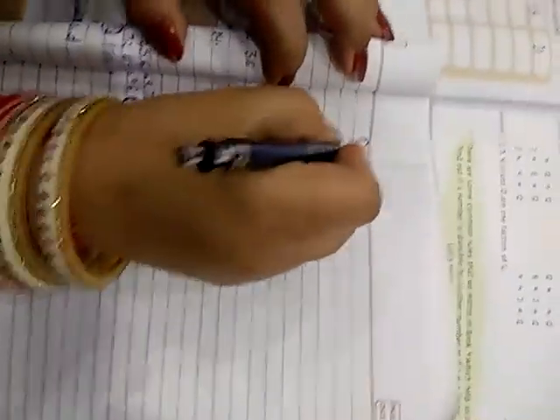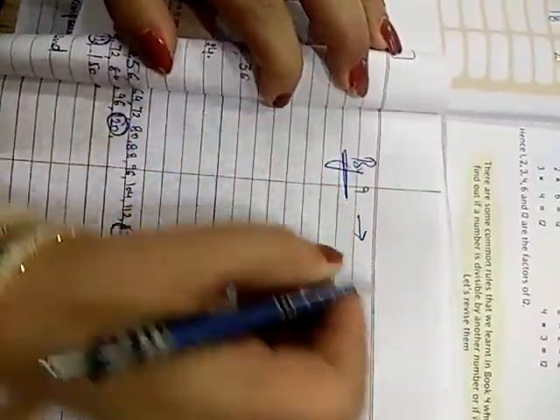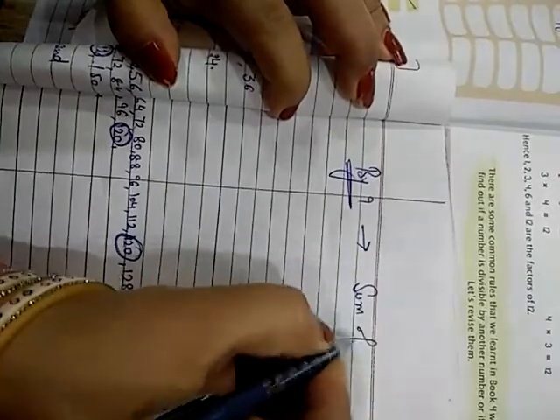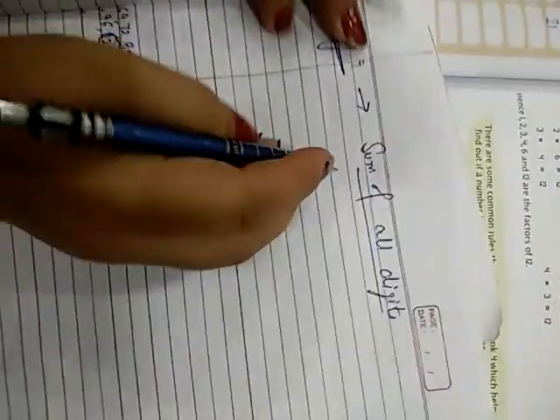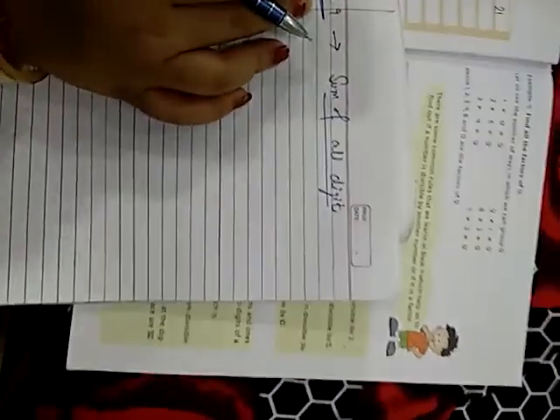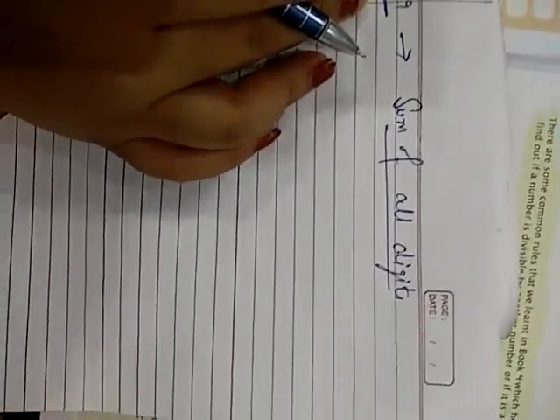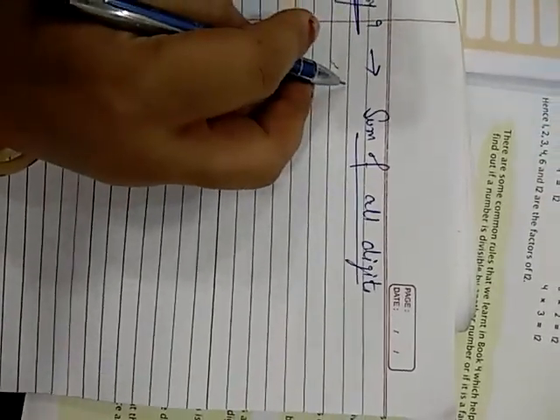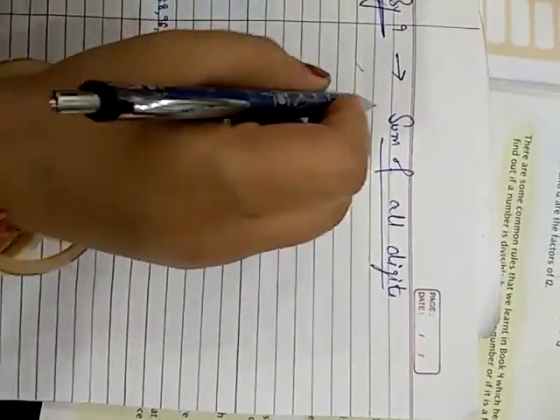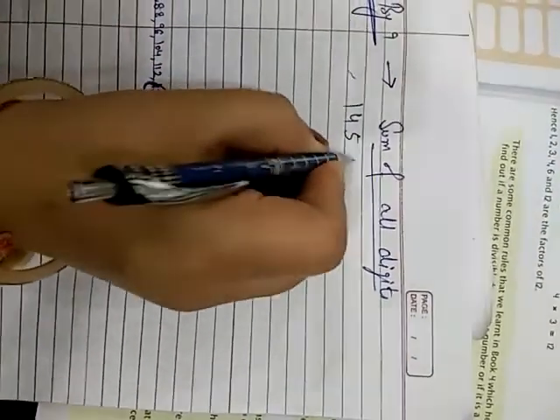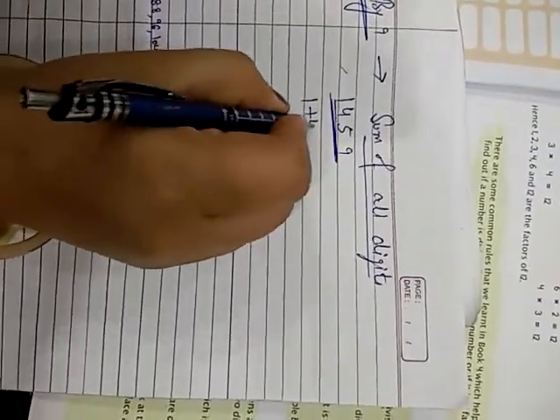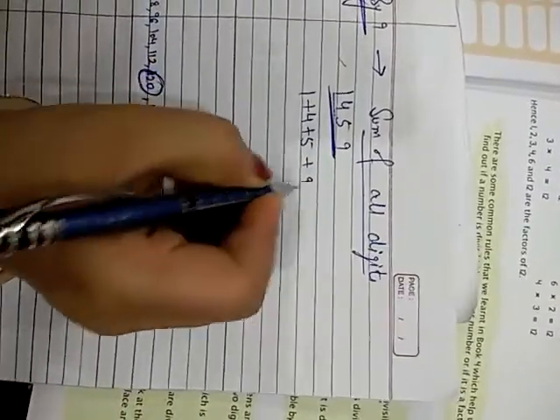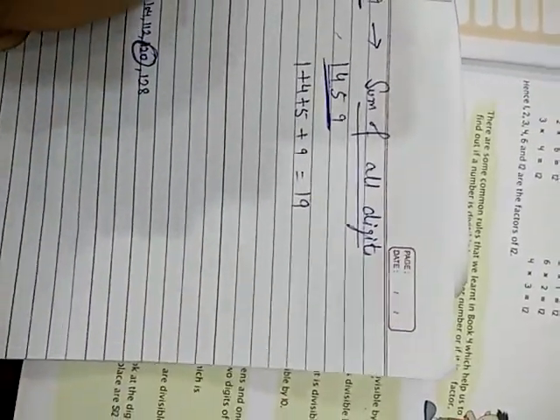Now what is divisibility of 9? So divisibility of 9 is again the sum of all digits. If the sum of all digits is a multiple of 9, then the complete number is a multiple of 9, or you can say the complete number is divisible by 9. For example, 1, 4, 5, 9. Add all these digits: 1 plus 4 plus 5 plus 9. It will be 19, right?